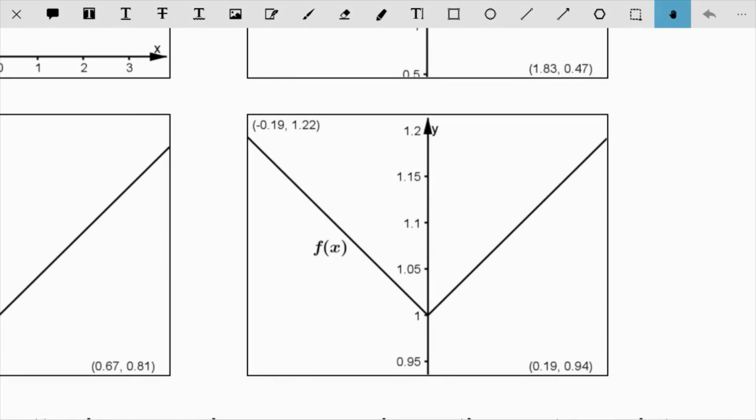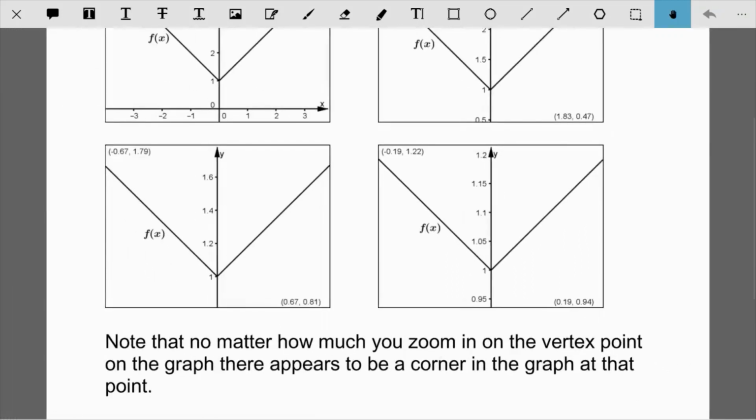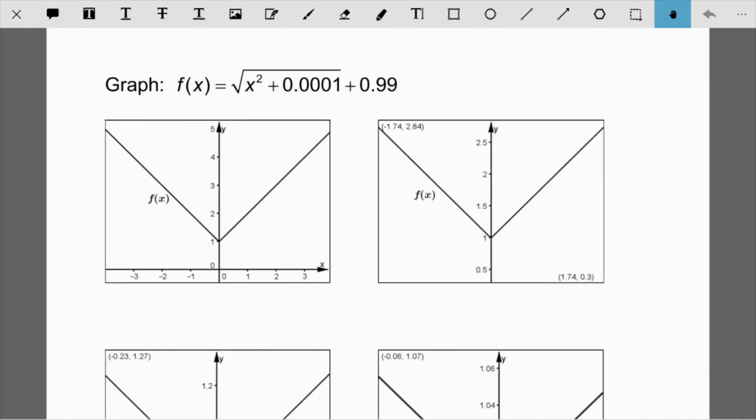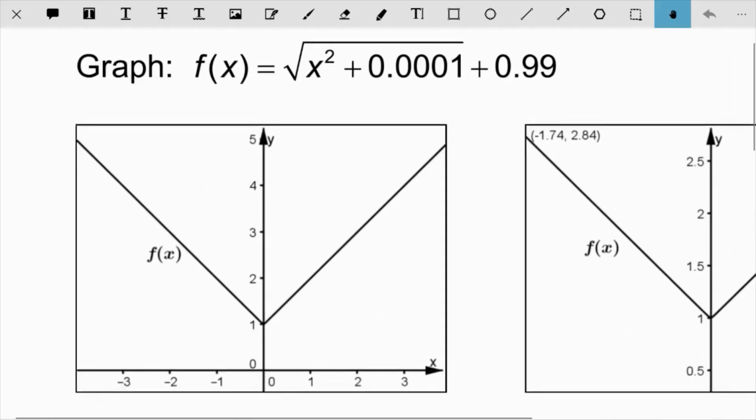No matter how much I zoom in, I'm seeing that instantaneous switch from a slope of -1 on the left and +1 on the right. So I'm always going to hit that sharp turn in my graph, which is indicating to me that this function's not going to be differentiable at that point. Okay, so here's another example of a graph that looks similar to that actually is differentiable at 0.